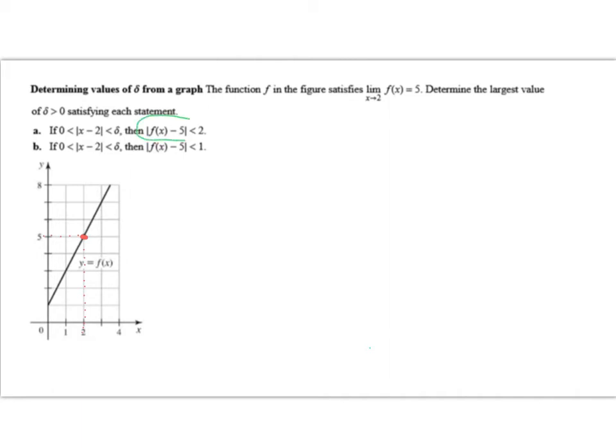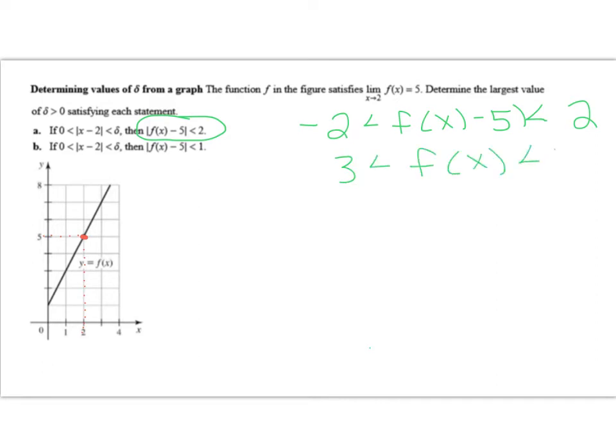So if I'm looking at this part, the absolute value of f of x minus 5 is less than 2. If I rewrite that without absolute value bars, that says negative 2 is less than f of x minus 5, which is less than positive 2. And if I add 5 to all my pieces, I have 3 is less than f of x is less than 7. So when I look at this graph, here's 3, here's 7. Between those values, 5 is between them, and there is also a delta value that keeps my x's within that to work on the graph.